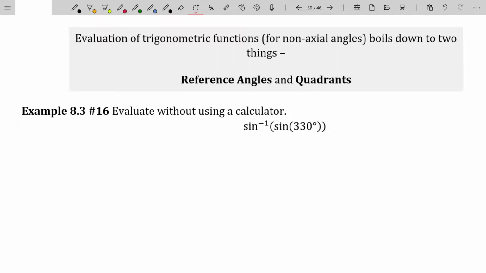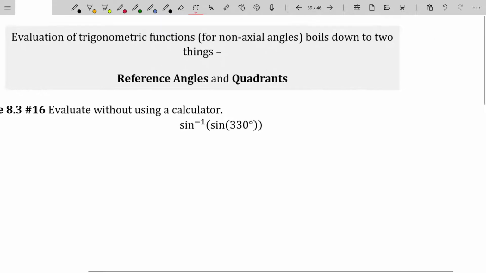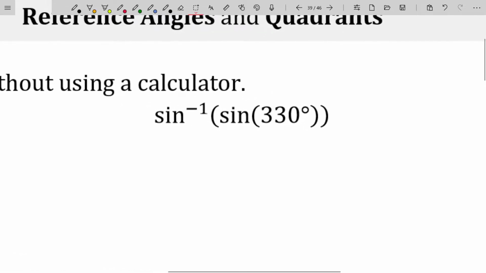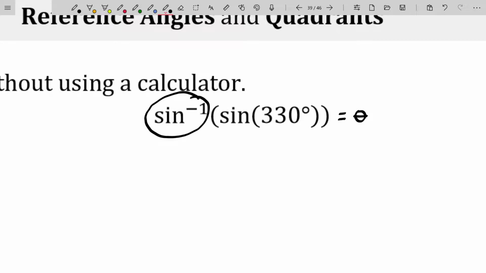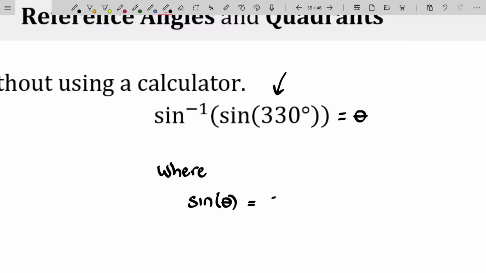Rather than teaching you a whole new method, I'm going to actually just reinforce a method here. This may look different, but it actually is not too different than what we've previously been doing. It is critically important, again, that you remember inverse trig functions return angles. This is an inverse trig function, so it is going to return some angle. Now we'll just go ahead and say where the sine of that angle should equal the argument inside, the sine of 330 degrees.